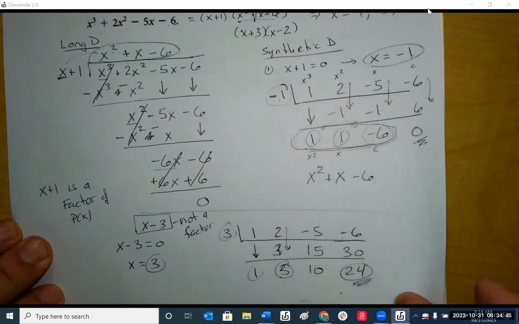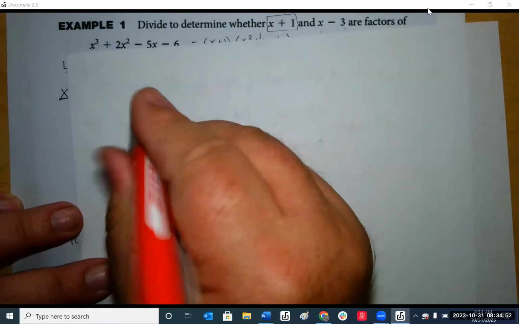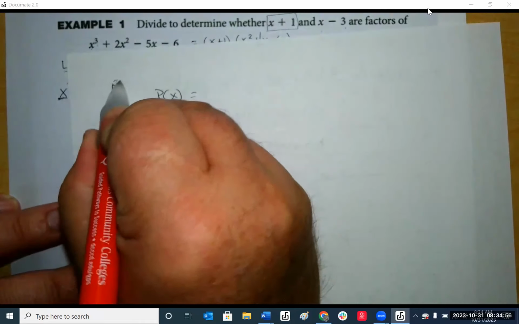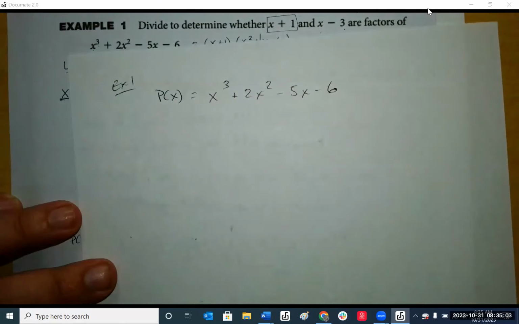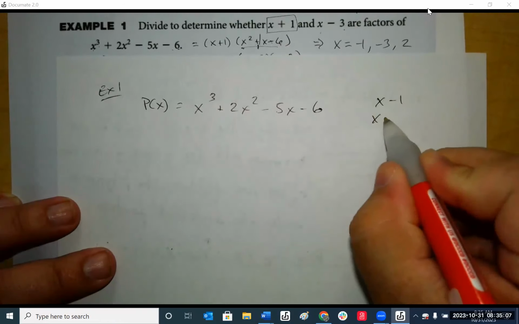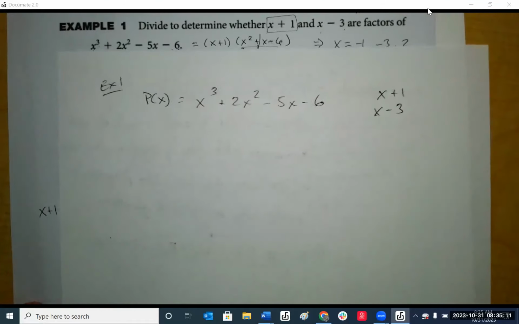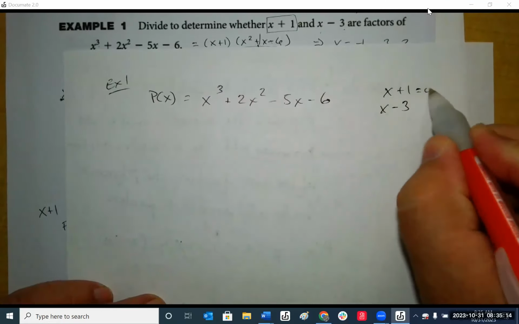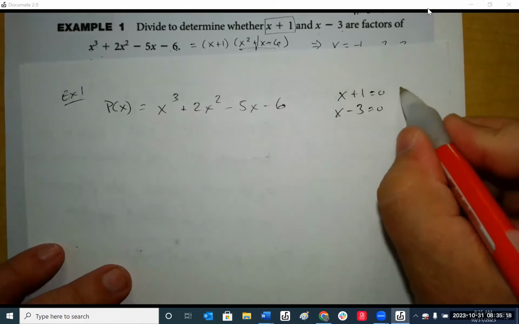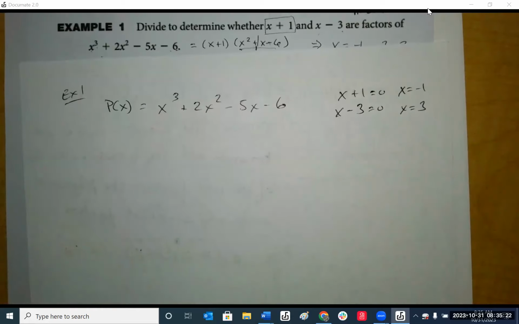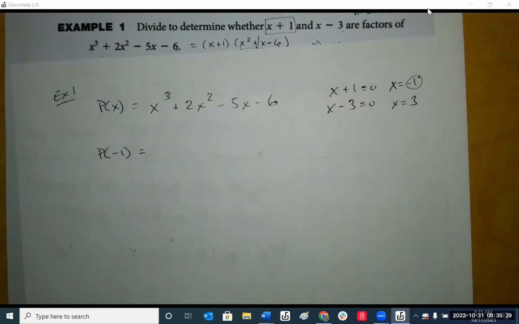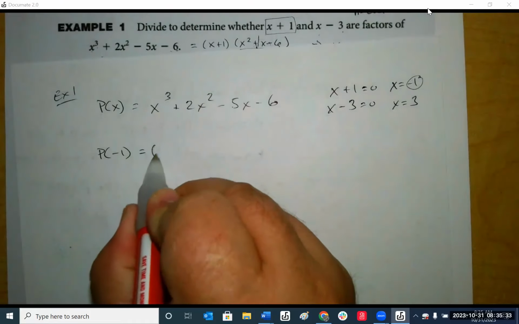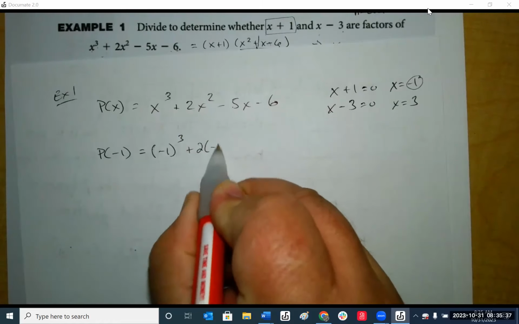But let's look at this equation again. The polynomial, this is example one, x cubed plus 2x squared minus 5x minus 6, and it's saying that x minus 1 or x plus 1, x minus 3. What if when we solve for these, we know this one is x equals negative 1 and x equals 3? What would happen if we took these and plugged them inside our equation? Let's find out.